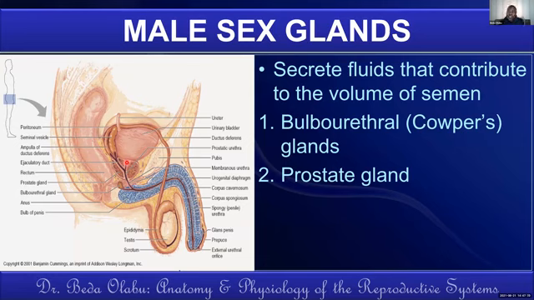That's the part that is most prone to benign enlargement. Then we have the central zone. That's the part that is containing the ejaculatory duct.